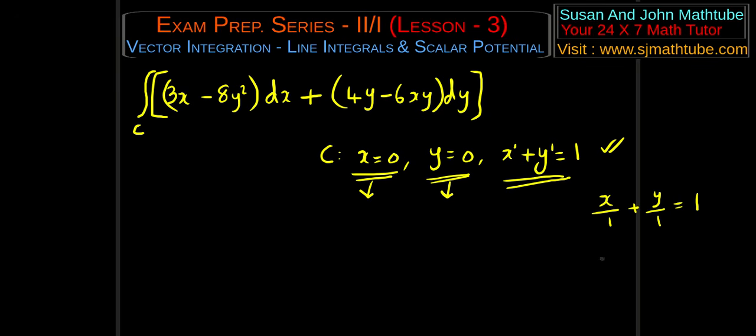And always remember, to plot a line, you need minimum 2 points. Okay, that's it. We got 2 points. The x-intercept means the line will meet the x-axis at 1 and also the y-axis at 1. So there is our line. So this is our region. This is our path. This is C. So let's draw it properly.